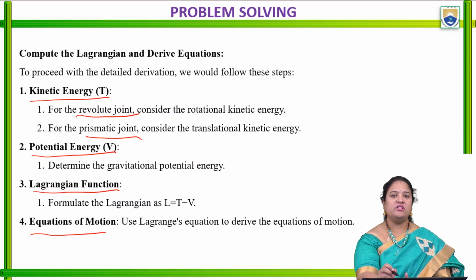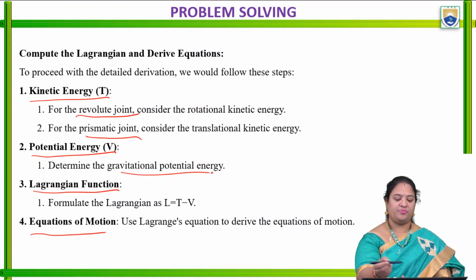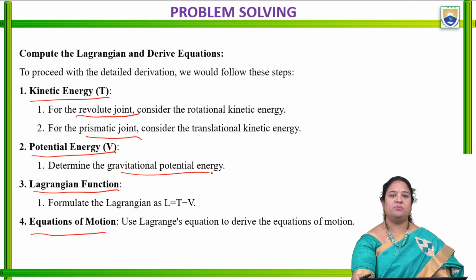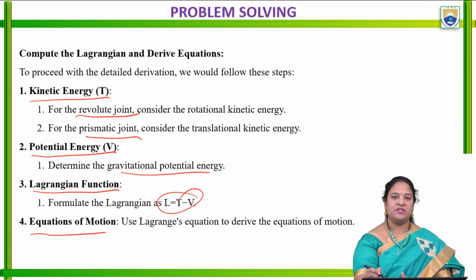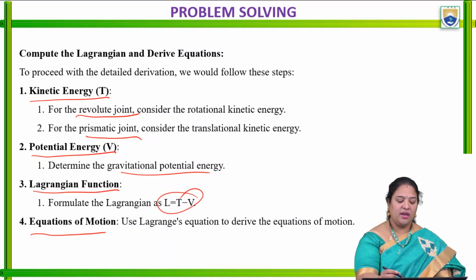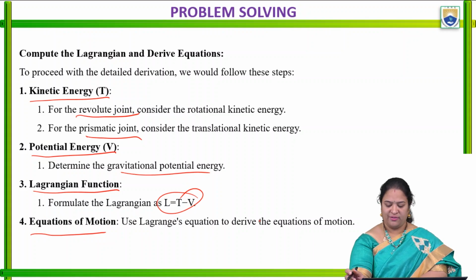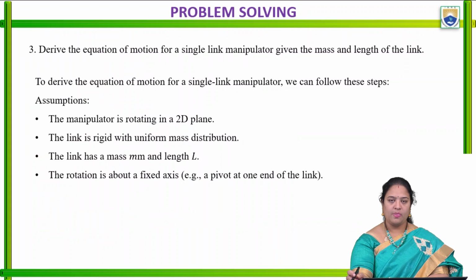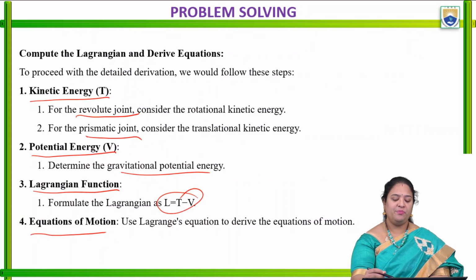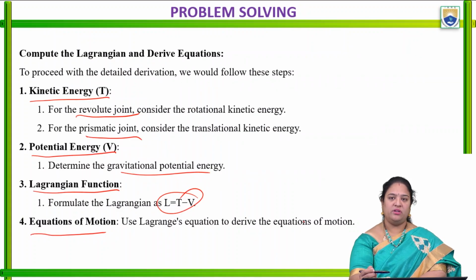And when we come across the potential energy, we need to determine the gravitational potential energy. We have already written the Lagrangian equation, that is, the difference between the kinetic energy and the potential energy. And coming to the equation of motion, with the help of the Lagrangian equation, we need to derive the equation of motion.